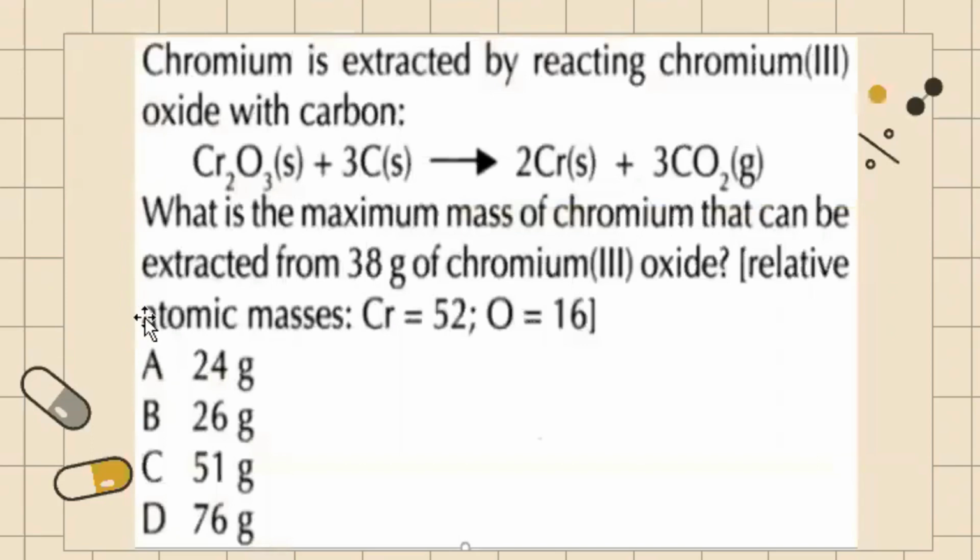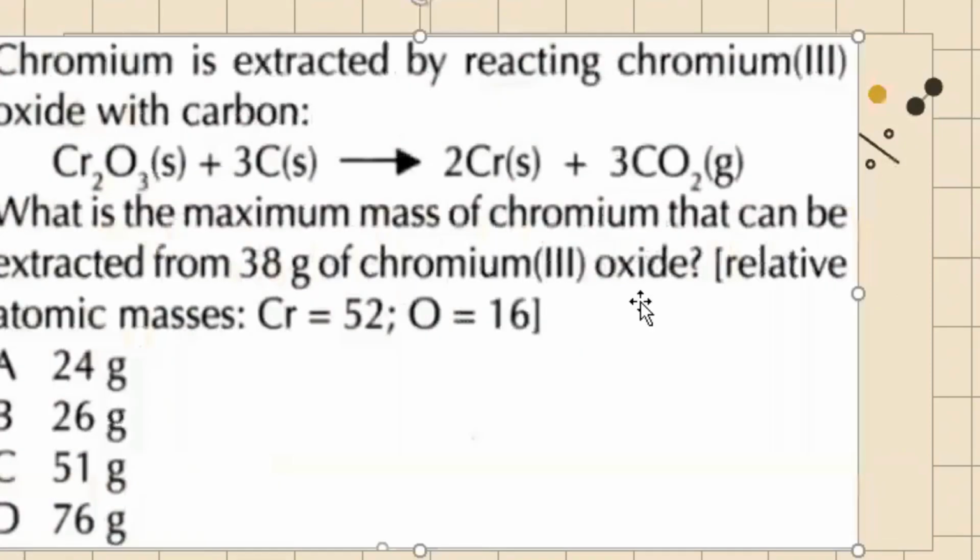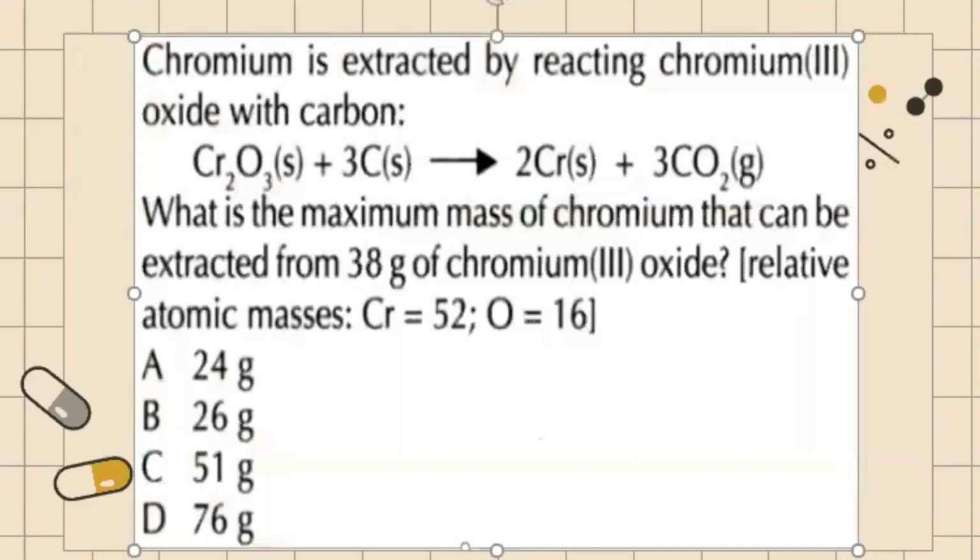Okay, this is the first question. Chromium is extracted by reacting chromium 3 oxide with carbon.